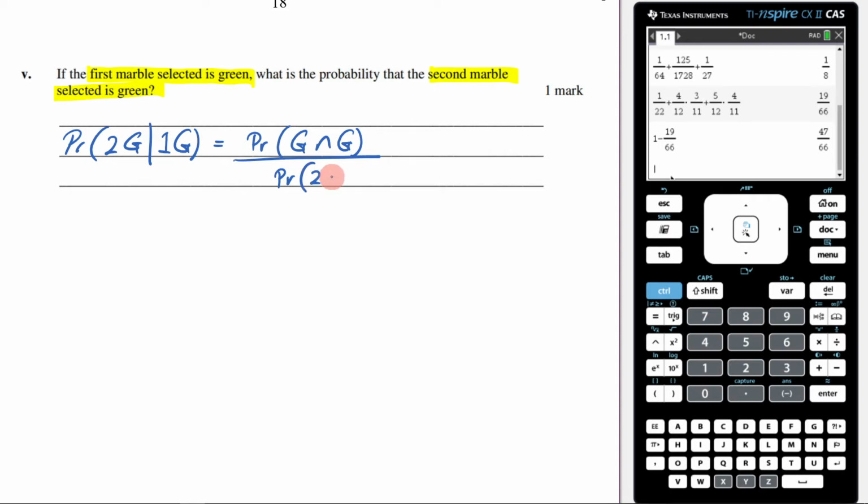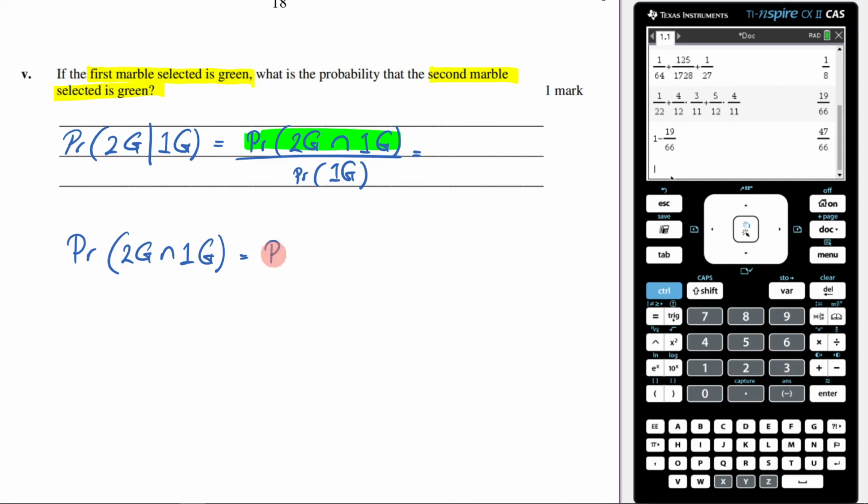So this is where you've got to be careful. Let me just write it out fully. The probability that the second is green, intersecting with the first is green, over the probability that the first is green. Okay, this top part right here, let me highlight it. All that's saying is, what's the probability of the second green intersection of the first green? That's just the same as the probability of a green then a green.